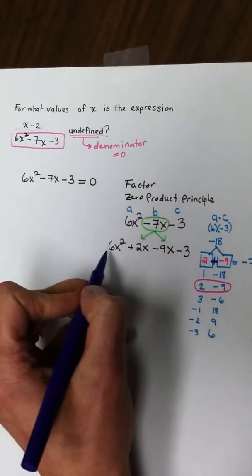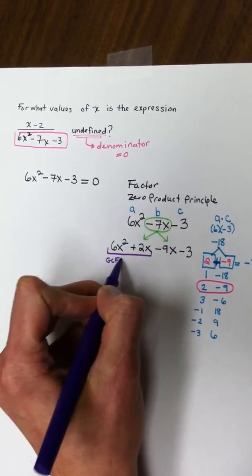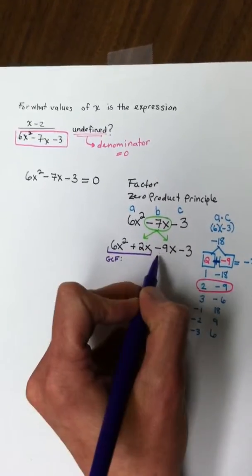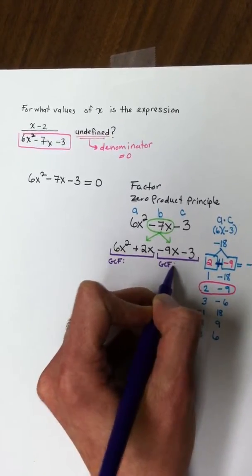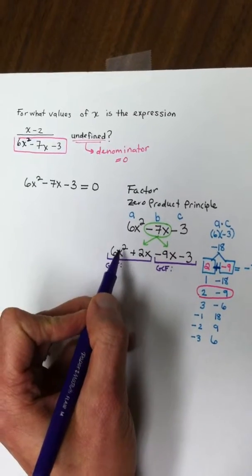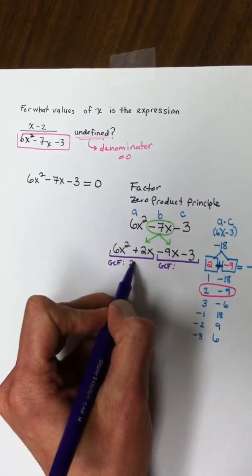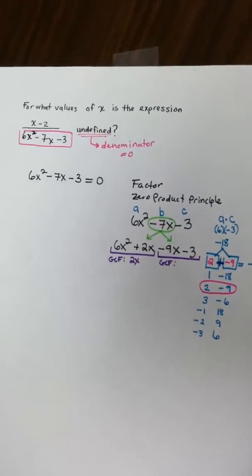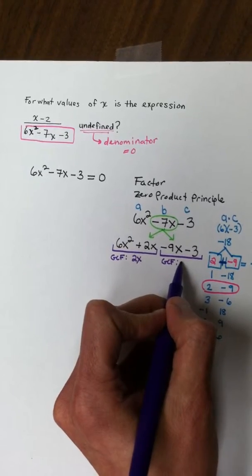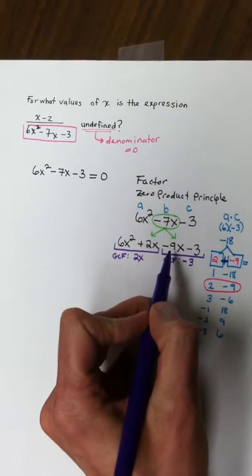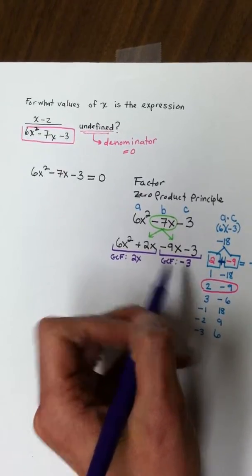When factoring by grouping, I'm going to group the first 2 terms together and factor out the GCF of the first 2 terms. Then I'm going to look at the last 2 terms and factor out the GCF of those terms. Between 6x squared and 2x, the GCF is going to be a positive 2x. For the second group, between negative 9x and negative 3, that GCF is actually going to be a negative 3. Anytime your leading coefficient is negative, you want to factor out a negative GCF.